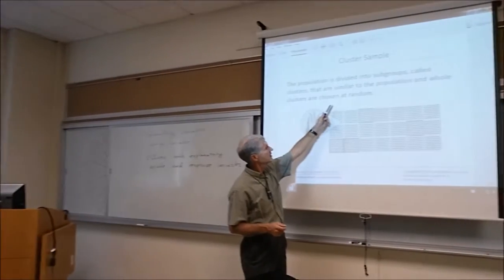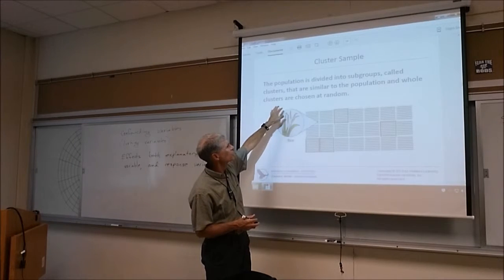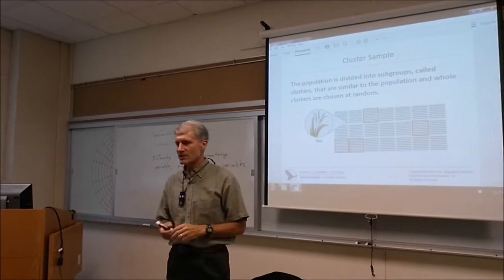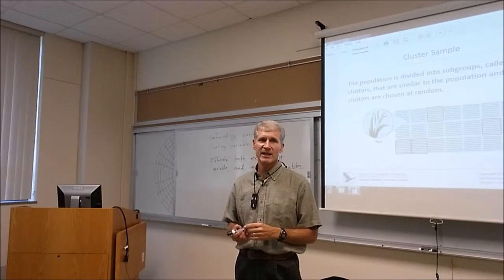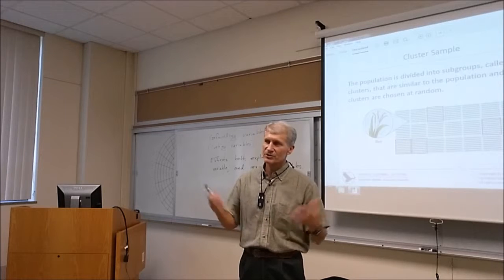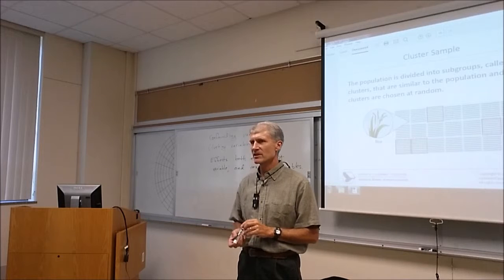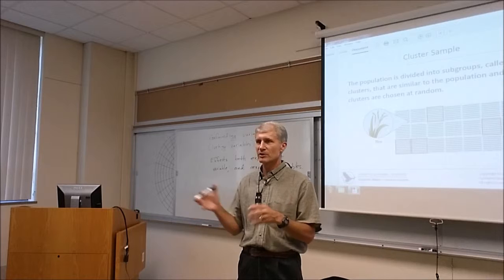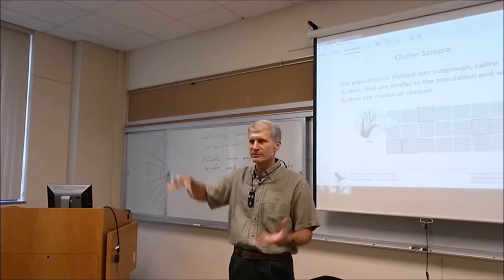But those groups are similar to the population, and you choose whole clusters at random. So a natural type of clustering on a college campus, rather than draw a simple random sample of 100 students, maybe I say, well, there's roughly 25 students in each class. I'm just going to randomly choose 4 classes, and I'll go survey all of the students in those 4 classes, and I've got my sample of 100. That's a cluster sample. Those classrooms are a cluster of students.